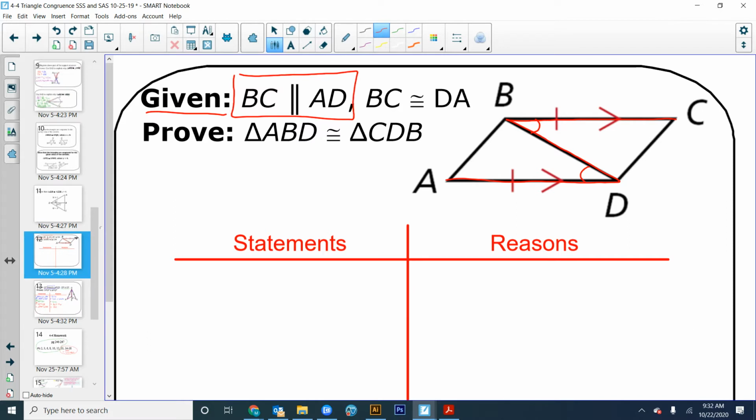Okay, well, let's see what else we're given here. We're given a pair of sides congruent. Our only two choices for triangles being congruent are SSS and SAS. Guess which one this is going to be? SAS. Why? Because there's a pair of angles, and SSS is only 3 pairs of sides, right? So what is the pattern we learned yesterday?